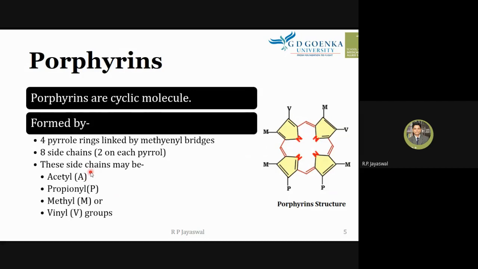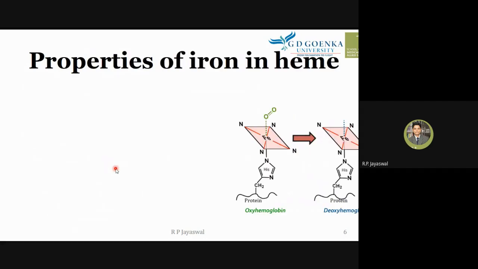Porphyrin is found in other molecules, not only in hemoglobin. It can be found in chlorophyll and in other cytochrome proteins. Now, properties of iron in heme. You can see how it looks.